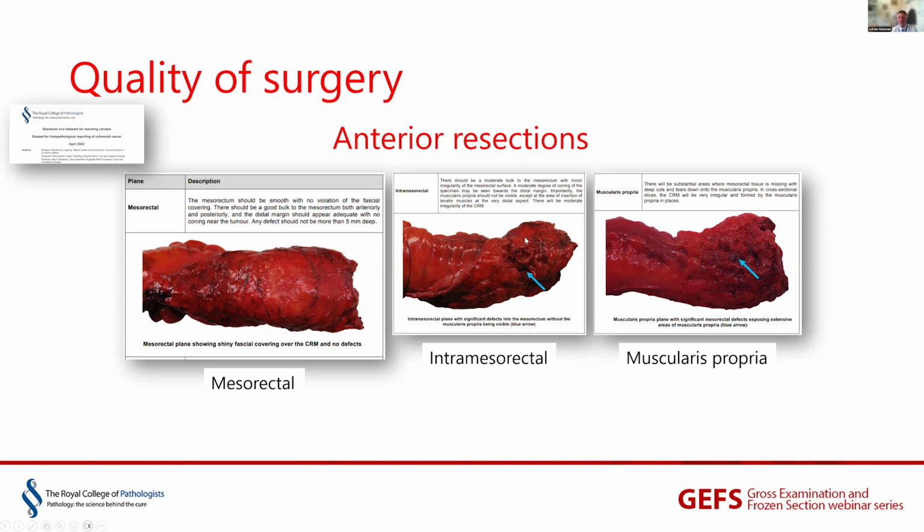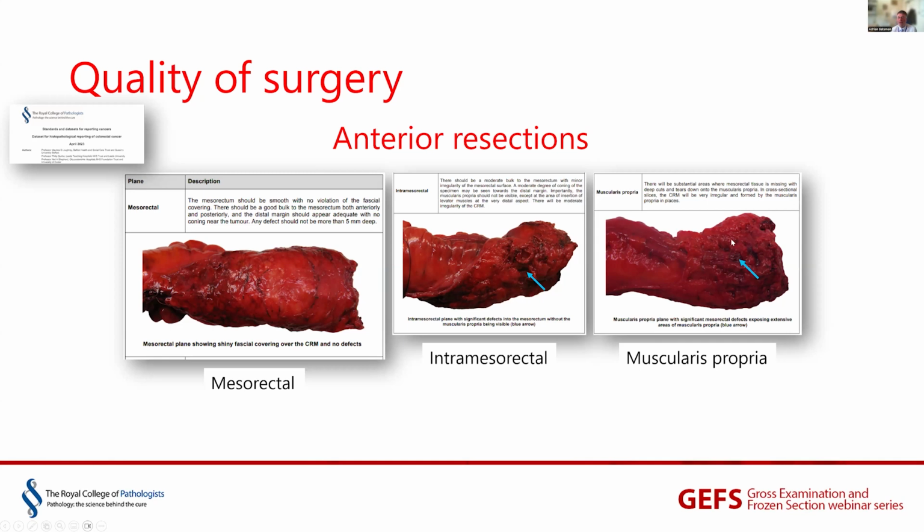If there are defects within the mesorectal plane, you can see there are some here. Here's your peritoneal reflection here. Here's your anterior peritoneal reflection. There's a defect here. So potentially, if that was where the tumour was, there may be compromise of the surgical margin there. That's your intra-mesorectal plane. So hope that doesn't happen.